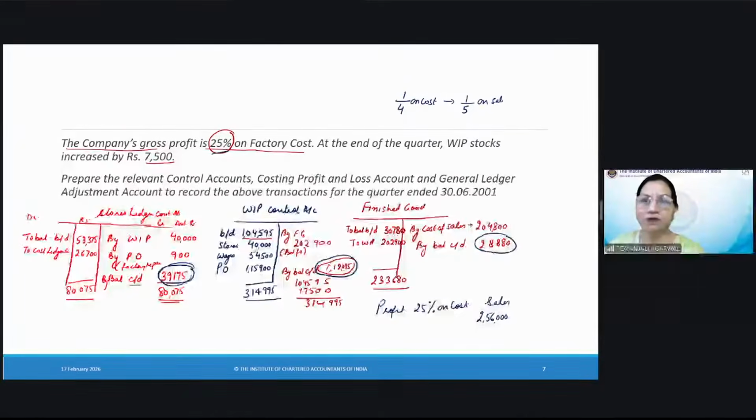Logically, 4 rupees was the cost, 1 rupee was the profit. So the selling price becomes 5. Therefore, profit becomes 1 on 5. Let's say if the profits are as a percentage of cost, let's say 5%, 10%, 12.5%, 16.66%, 20%, 25%, 33.33%, 40%. These are the general percentages which are given, right?